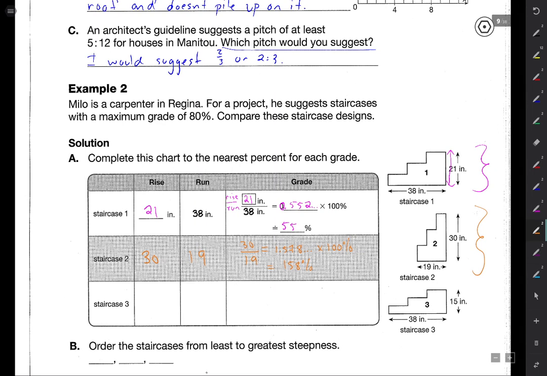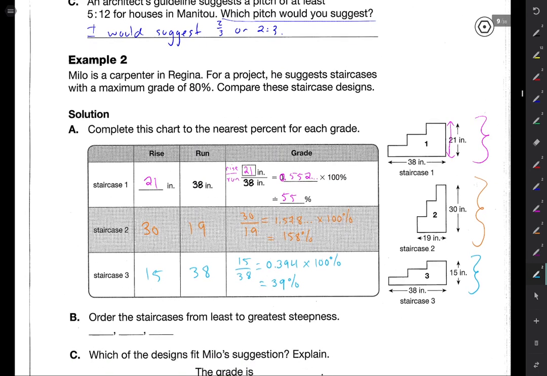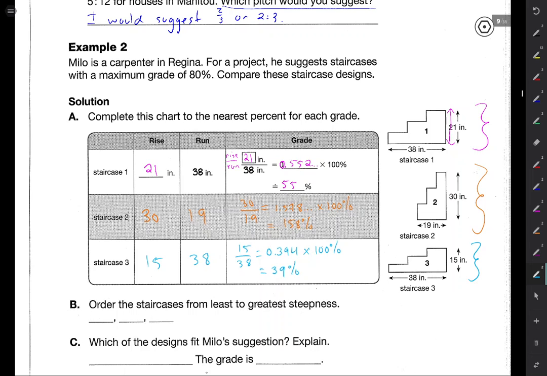And then for the last one here, our rise is 15 and our run is 38. So then we're going to do rise over run to find out the slope. So 15 divided by 38, that is 0.394, and then we need to convert that into a percentage. So let's times it by 100 and we will get 39%.